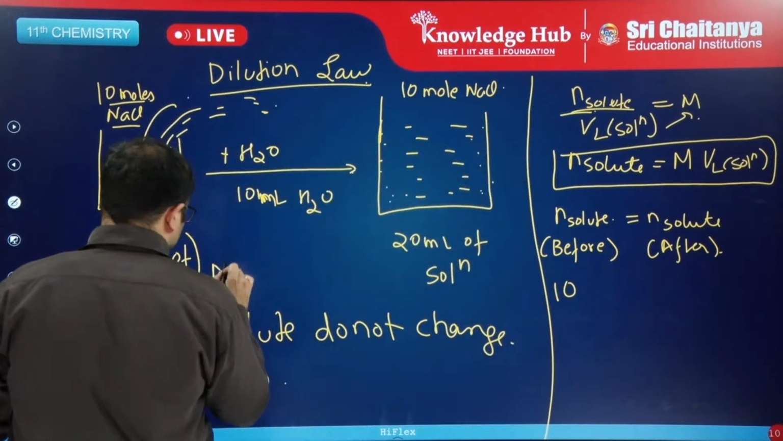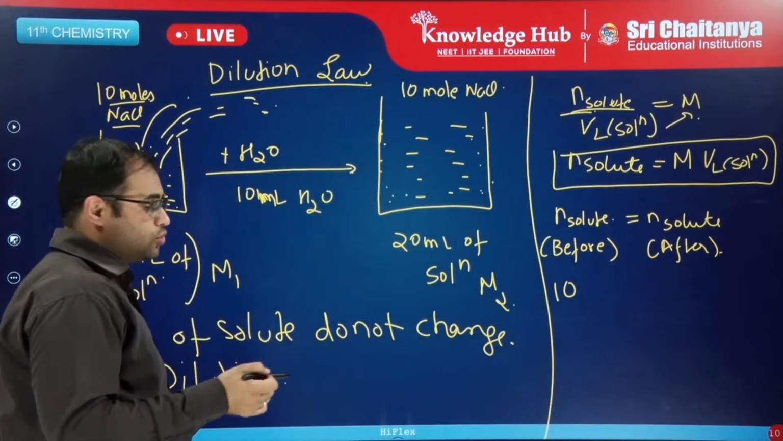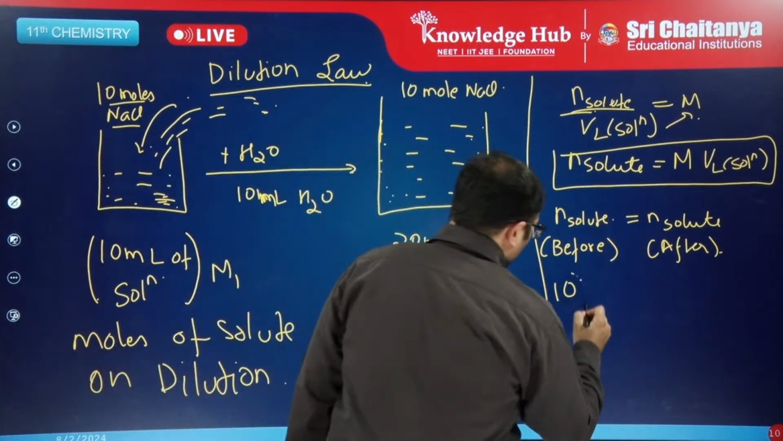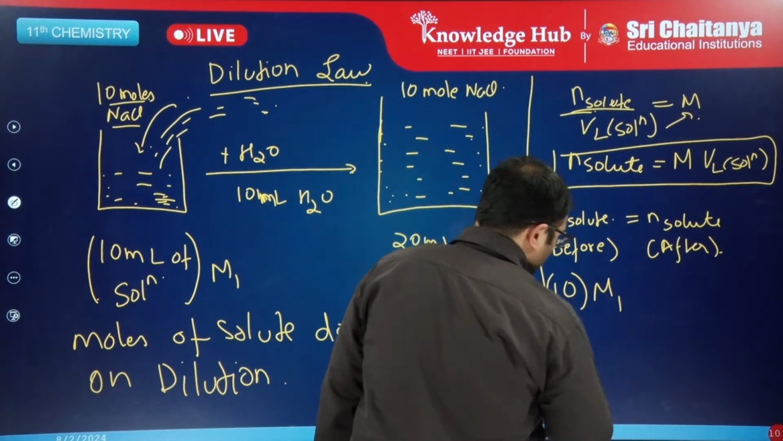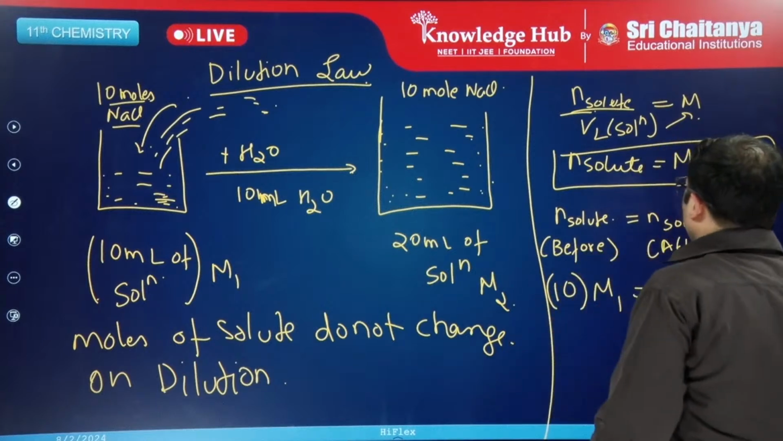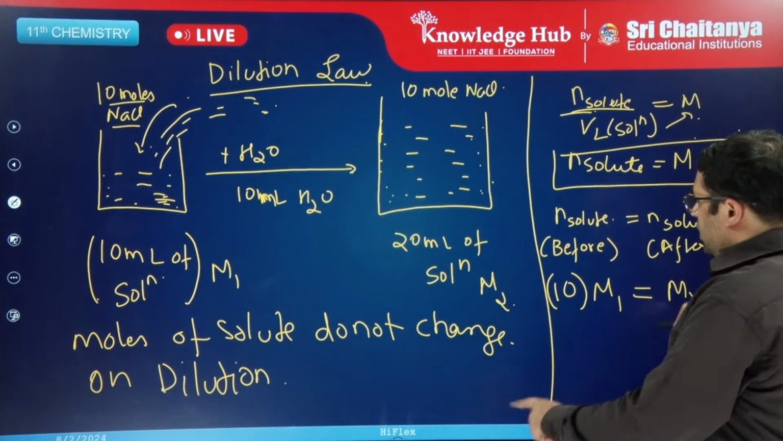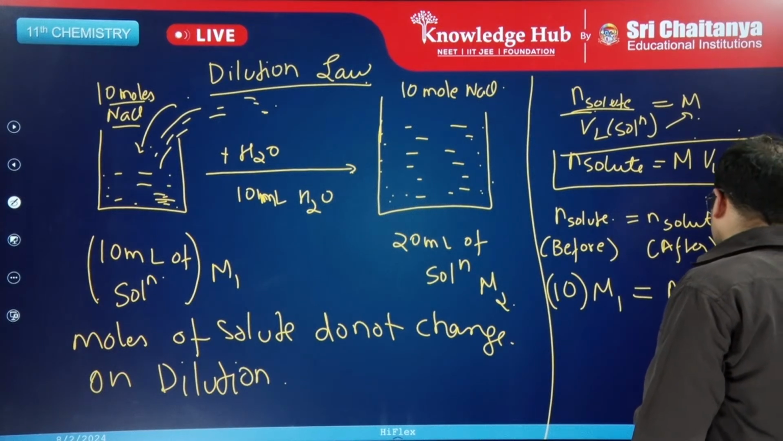Suppose the molarity here is M1 and the molarity here is M2. So the molarity of the solution is 2. You will multiply the volume by molarity 1, and you will get the moles before. Similarly, multiply molarity 2 by the volume of the second solution.